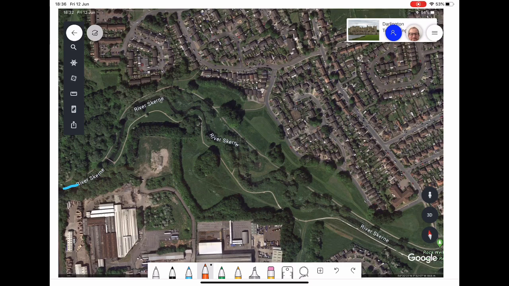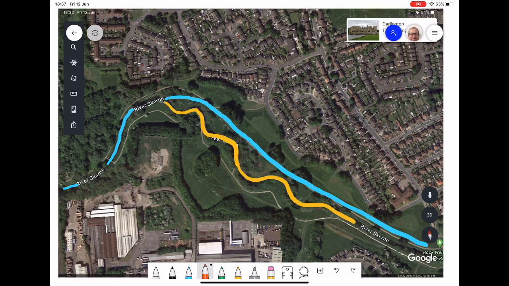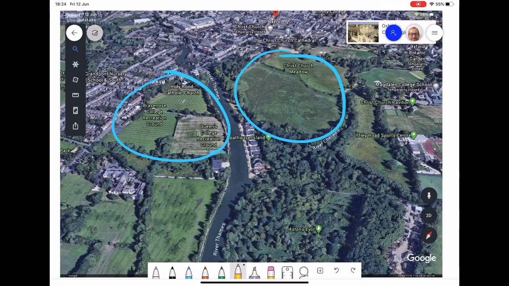So this is the River Skerne in Darlington, and what they did is they straightened the river to make sure that the water could go through the town very quickly. Unfortunately, that meant that it sped up and it led to more flooding downstream. So what they did here is they restored the natural meanders in the river. So now it's back to its natural path, and this has actually helped reduce the flooding downstream.